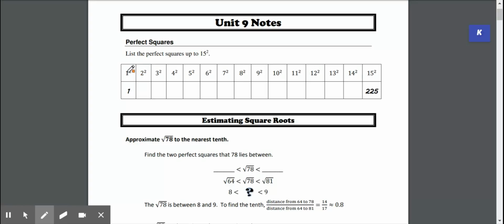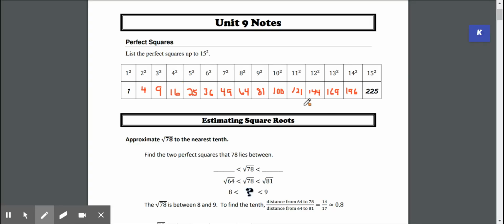1 squared is 1. 1 to any power is always going to be 1, but we're going to be focusing on squares in this unit. 2 squared is going to give us 4. 3 squared is going to give us 9. 4 squared, 16. 5 squared, 25. 36. 49. 64. 81. Okay. 100. 121. 144. 169. 196 and 225.